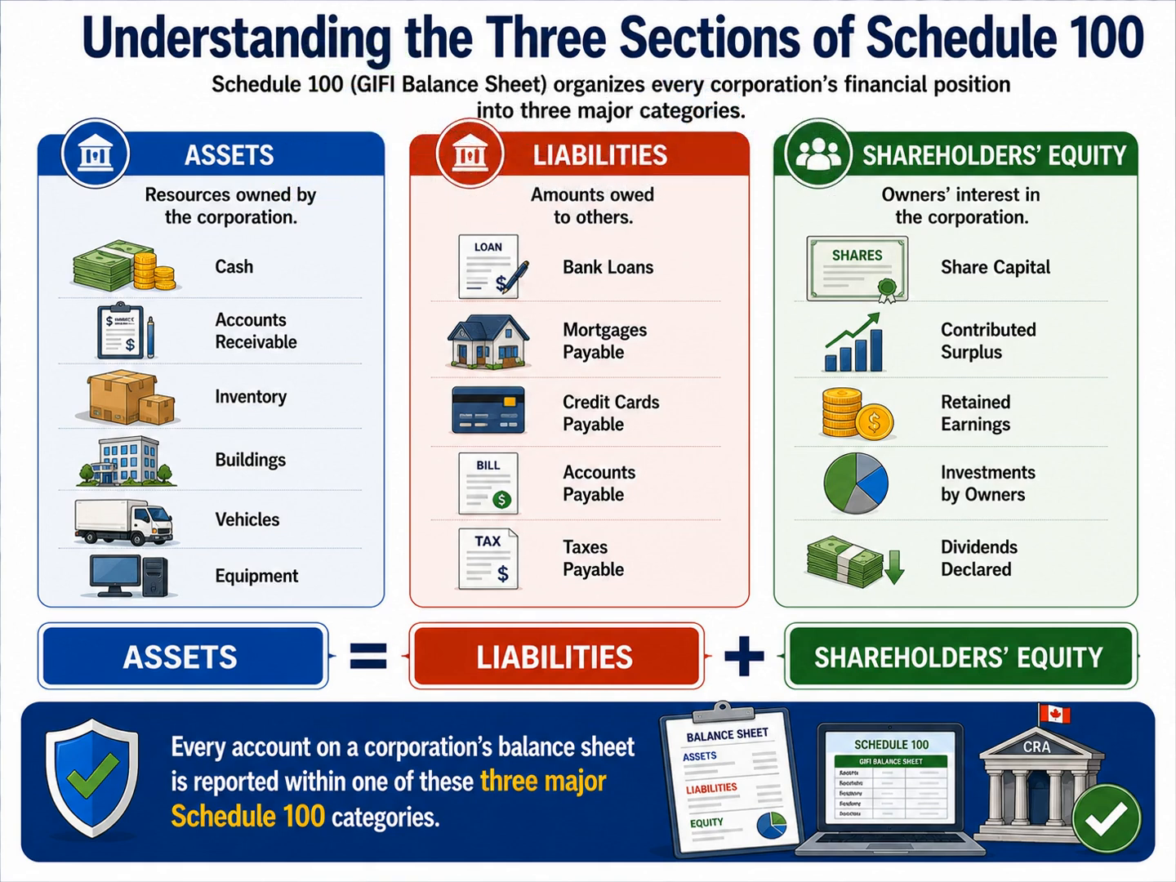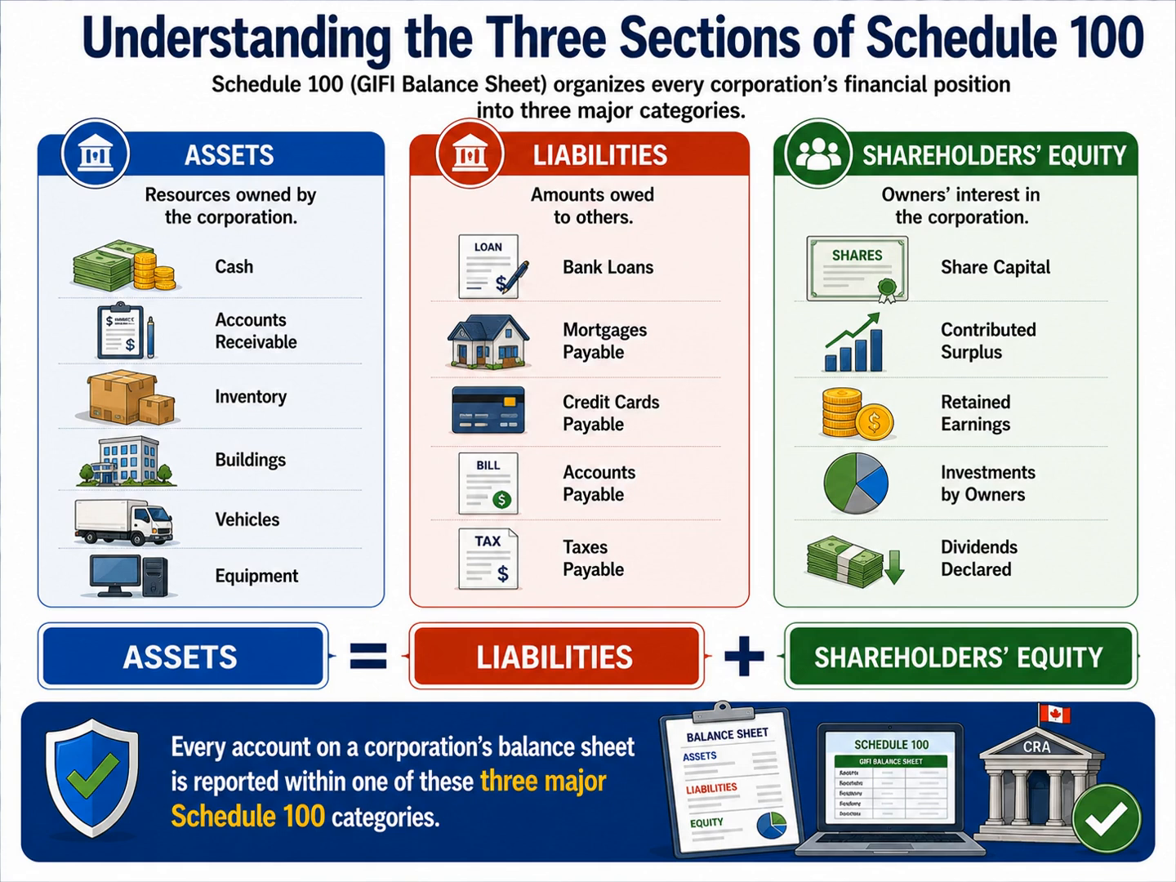One of the most important principles in accounting is that these three sections are always connected through the accounting equation. The total value of the corporation's assets must always equal the total of its liabilities, plus shareholders' equity. This equation ensures that the balance sheet remains balanced and accurately reflects the corporation's financial position.